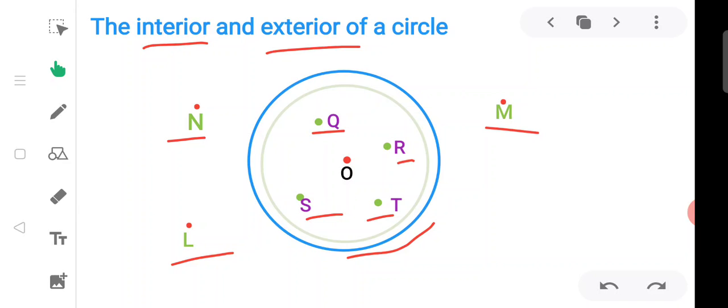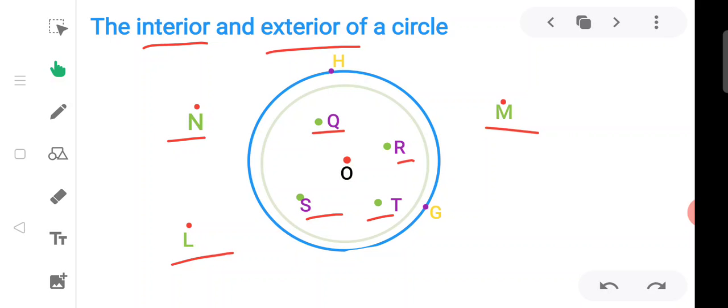Now, I take points H and G. Here I take point H and G on the circle. Such points are called points on the circle.